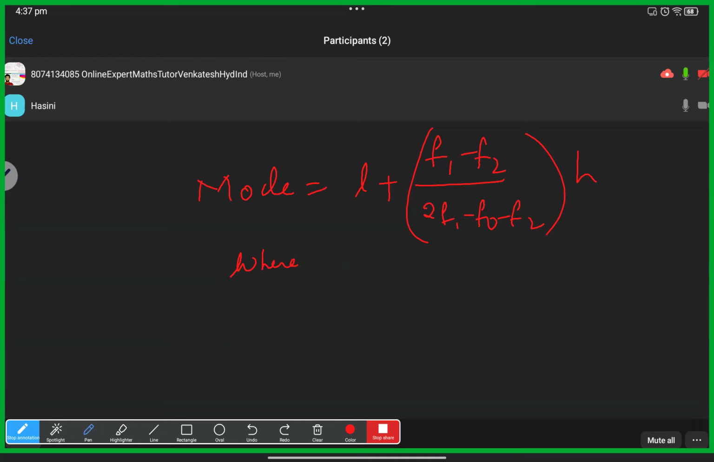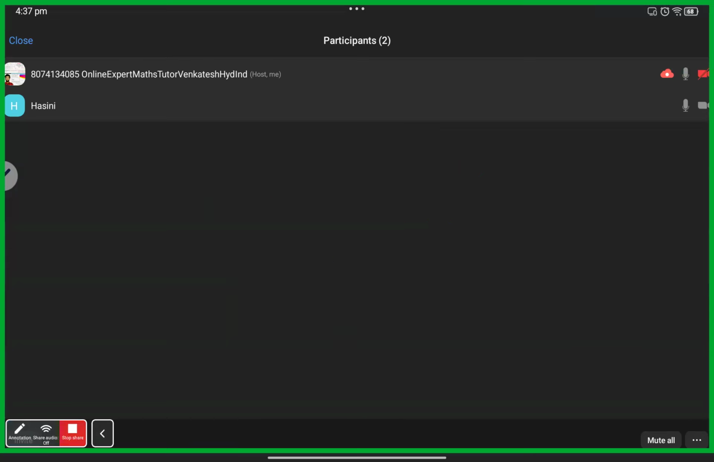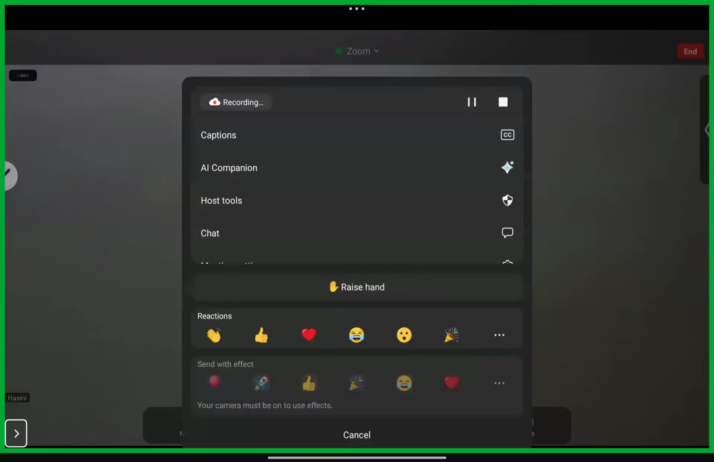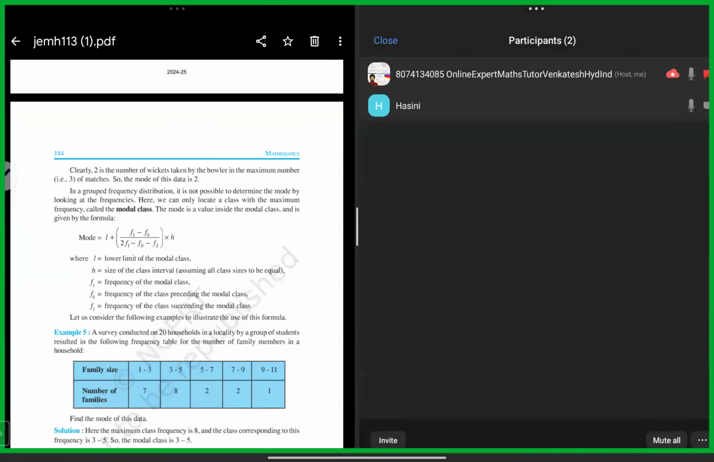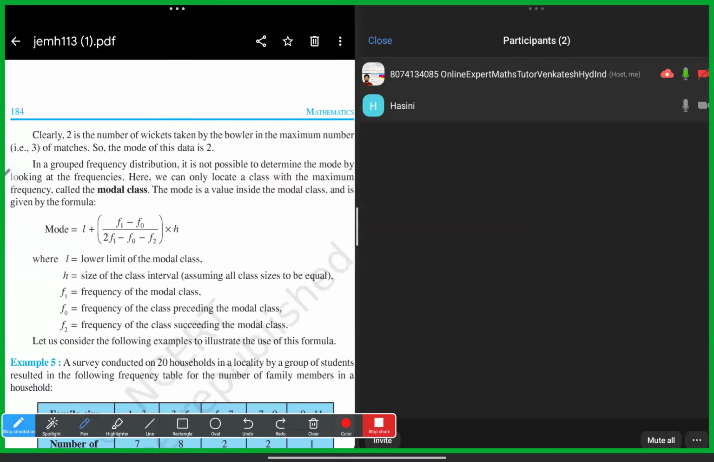Where F1 is the frequency of the modal class. What is the modal class? I'll tell while doing the sum. Then F2 is the second one. Like I said, F1 is the frequency of the modal class.